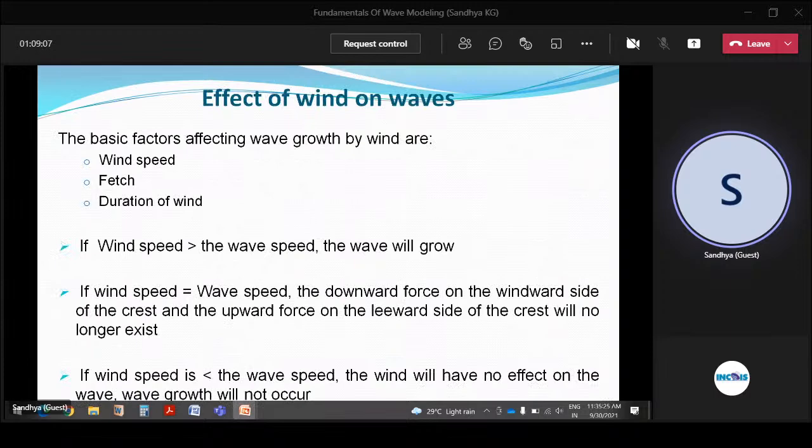Now, basically the effect of wind on waves, I'm not going into more mathematics. The basic factors affecting the wave growth are wind speed, fetch and duration of wind. If the wind speed is greater than the wave speed, the wave will grow. If the wind speed is equal to the wave speed, the downward force on the windward side and the upward force on the leeward side of the crest will no longer exist. If the wind speed is less than the wave speed, the wind has no effect on the wave. So there is no further growth.